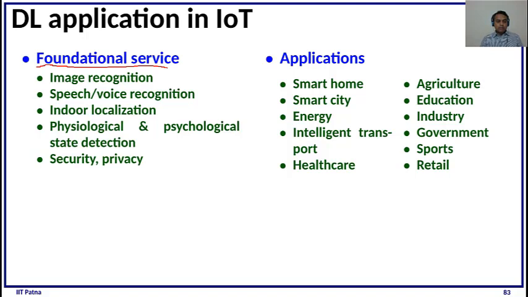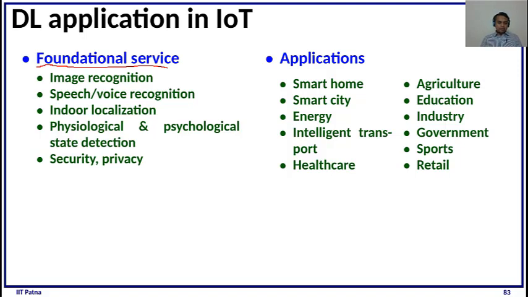So now, identifying that person, we need to do some kind of image recognition, and then probably we will allow that person to enter a particular room. So these are some of the basic foundational services that DL can provide, but many times they will be interlinked with each other.